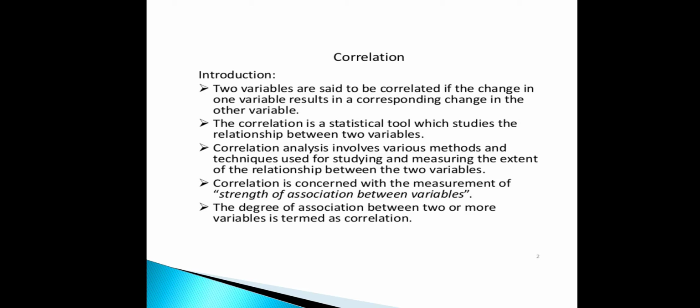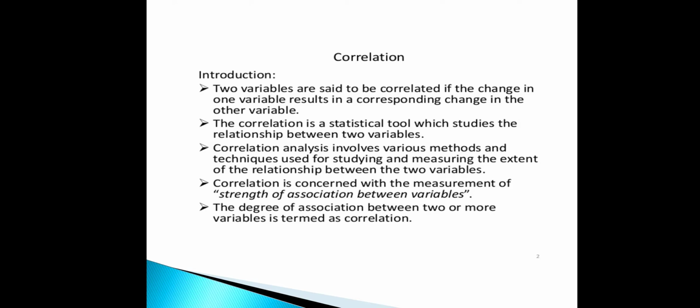Correlation is a study of the relationship between any two given variables. Two variables are said to be correlated if a change in one variable results in a corresponding change in the other variable. Correlation is a statistical tool which studies the relationship between two variables. It always involves an analysis using various methods and techniques to study and measure the extent to which a relationship between the two variables exists. Correlation is concerned with the measurement of the strength of association between variables. So the degree of association between two or more variables is termed correlation.